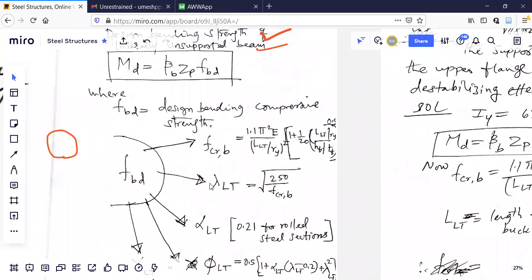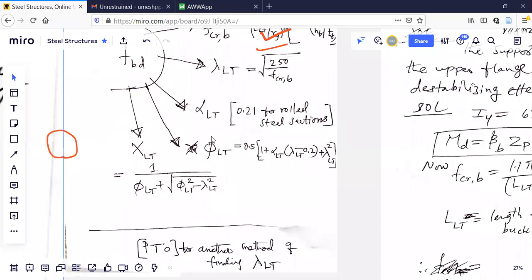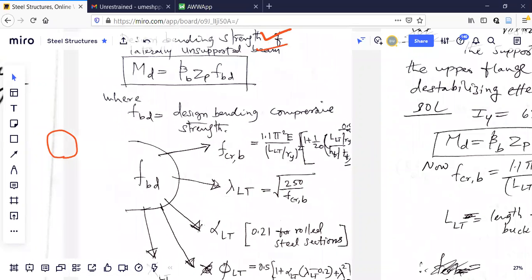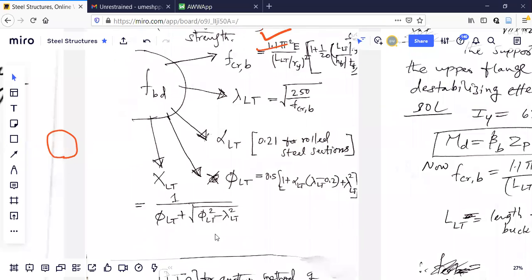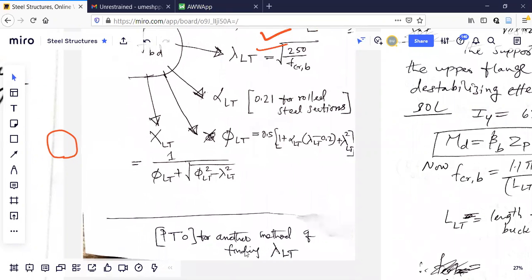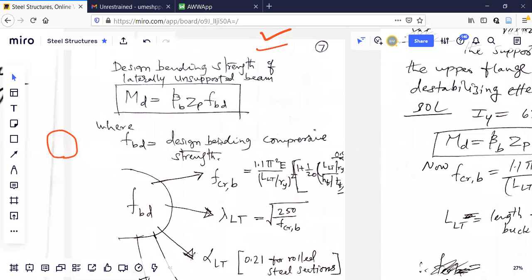Now see this one here. This is how it is calculated. Once you do this, FBD, once you calculate it, okay, I'll show that one here. This is for another method of finding gamma LT. Now one more here is, now look at this one here.